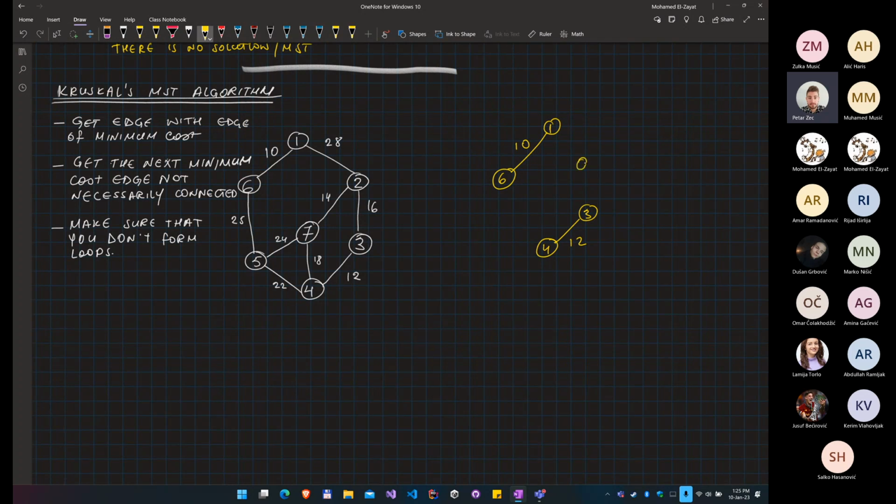2 and 7, right? So this is the next smallest. Now the next smallest is going to be what? 16. So you add it here. And what was this one? 14, I guess. Yeah, this one's 14.